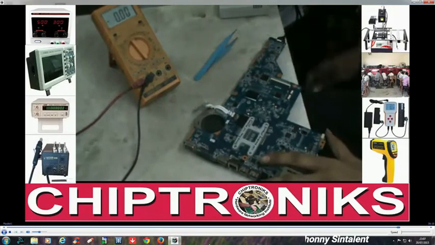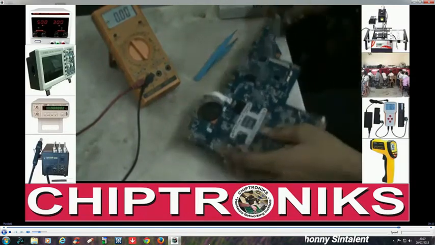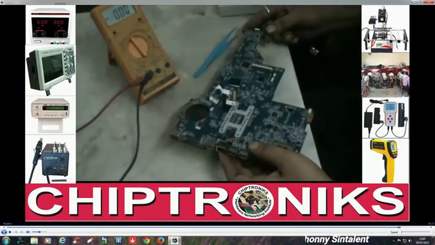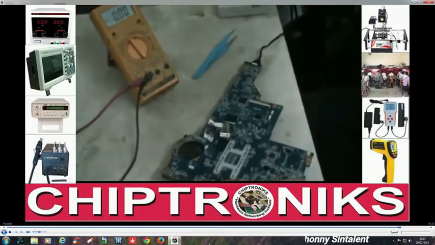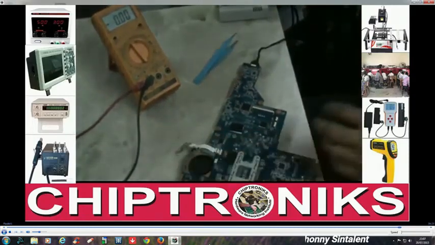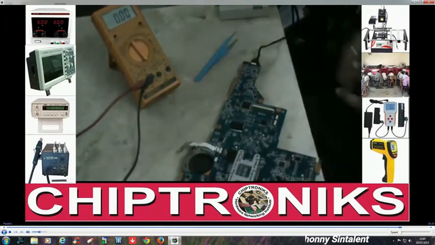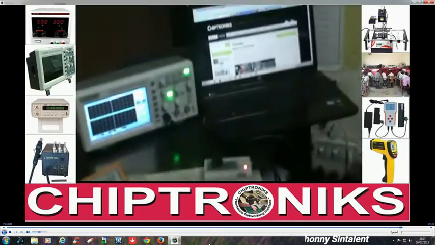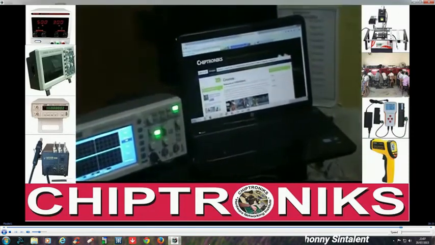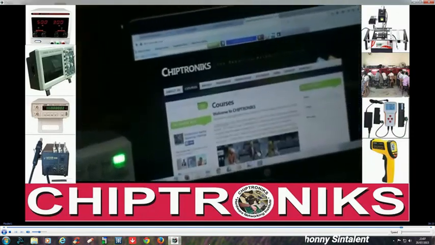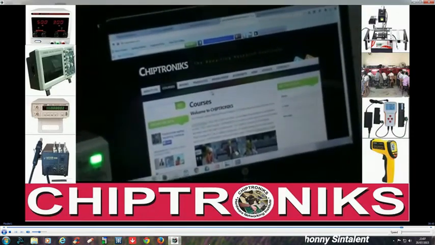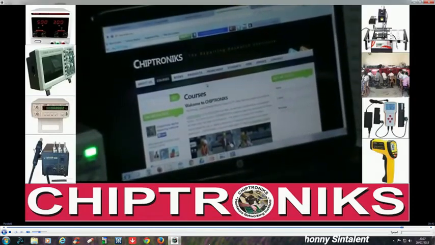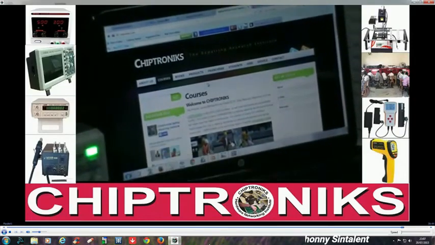Now this is the way to reprogram the BIOS, and I'll show you more things here: how to break a password.